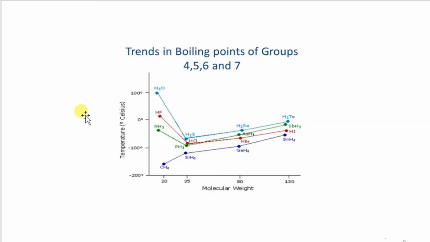And that is why water, hydrogen fluoride and ammonia have relatively higher boiling points compared to the rest of their group that are lacking these hydrogen bonds.